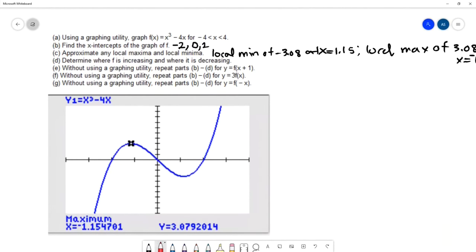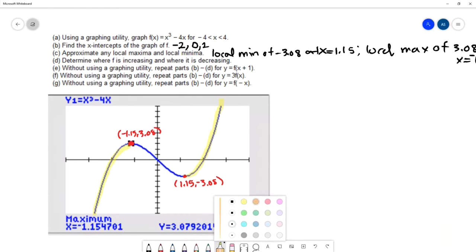So we found the maximum value right here. That was negative 1.15 and 3.08. And the minimum value about here, that was 1.15 and negative 3.08. So the function is going to be increasing until we get to that local maximum. And it's also increasing from this local minimum on up, and then it's decreasing along this section here.